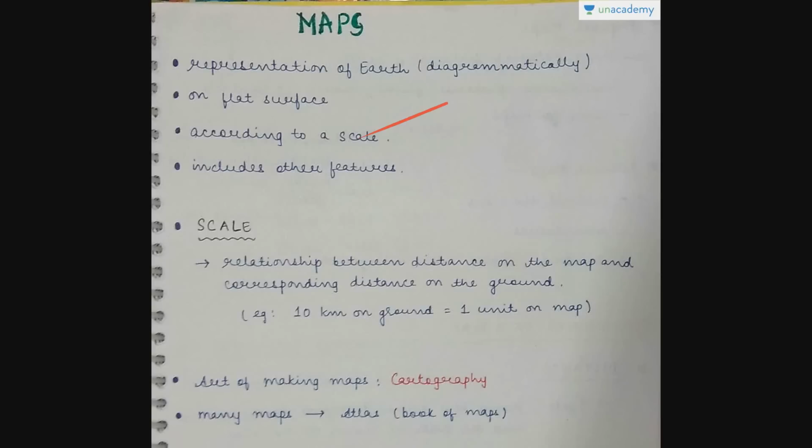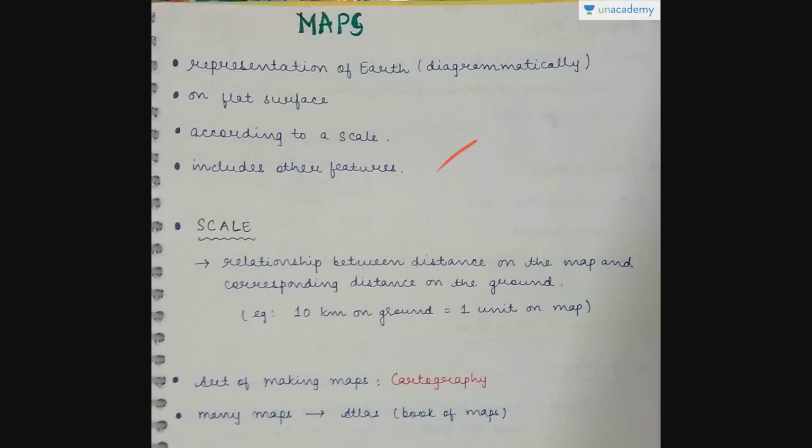Now this is according to a scale. We'll see scale here, and it includes other features also, and not just the boundary of the earth. It also includes continents, the oceans or the rivers or the plateaus, the mountains, all the other features. Now what is the scale?